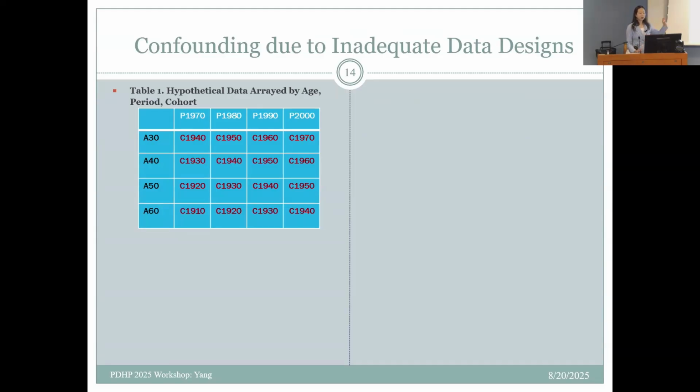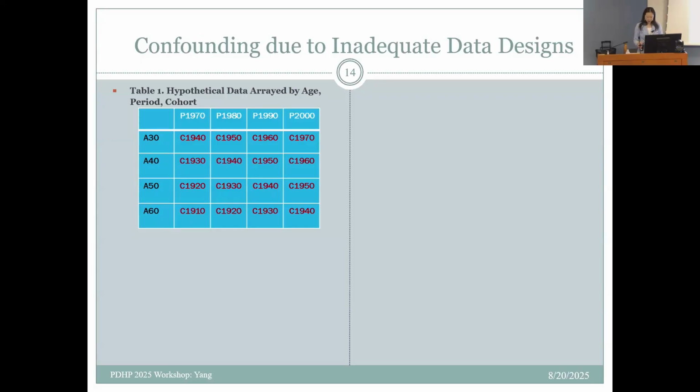This hypothetical data are rated by 4 age groups: age 30 to 39, age 40 to 49, so 10-year age groups from 30 to 69. The columns are time periods 1970, 80, 90, and 2000. Let's say they are decennial census years. Within this array, each cell then corresponds to birth cohorts that are also 10 years apart. This is cohort 1910, 1920, up to the most recent cohort of 1970, and they're all lying on the diagonals.